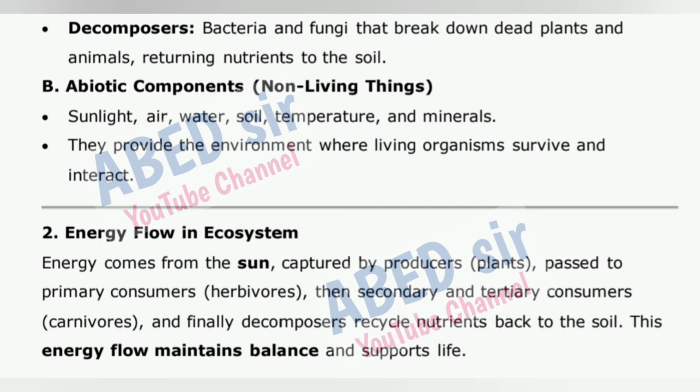2. Energy flow in ecosystem. Energy comes from the sun, captured by producers, plants, passed to primary consumers, herbivores, then secondary and tertiary consumers, carnivores, and finally decomposers recycle nutrients back to the soil. This energy flow maintains balance and supports life.